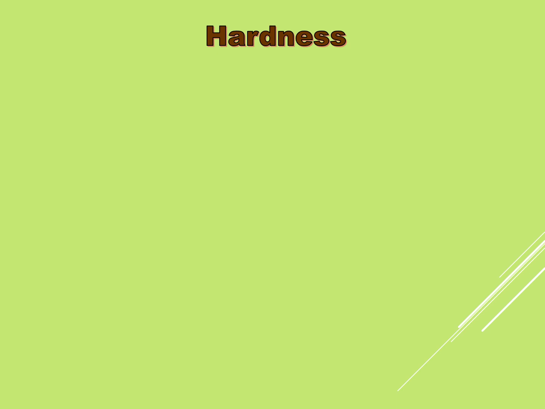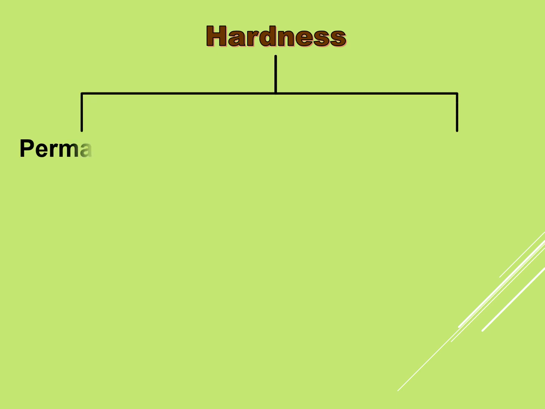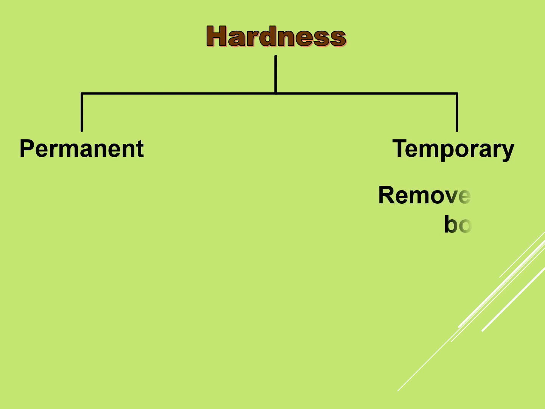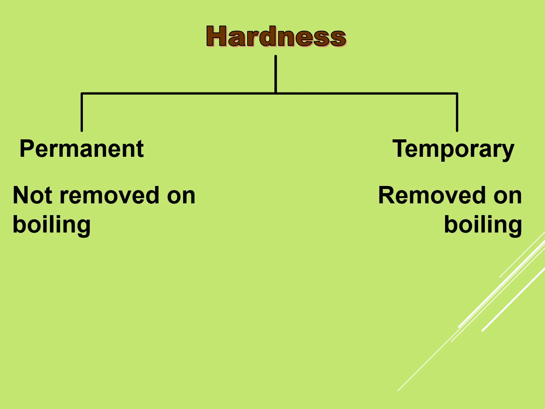Hardness can be classified into 2 parts. One is called permanent hardness, the other is called temporary hardness. Temporary hardness means it can be removed on boiling. A simple method like boiling will remove this temporary hardness. Permanent hardness is not removed on boiling. It will remain there even if you boil. You may be aware of this fact, temporary and permanent hardness.